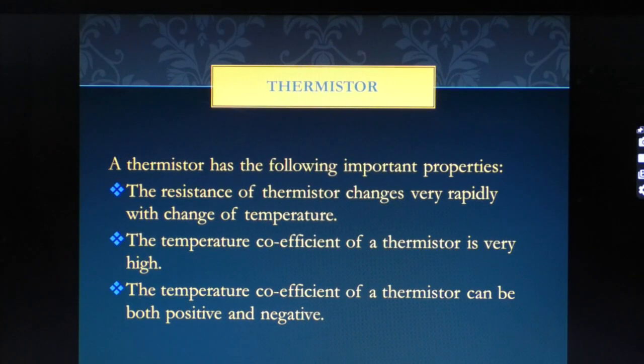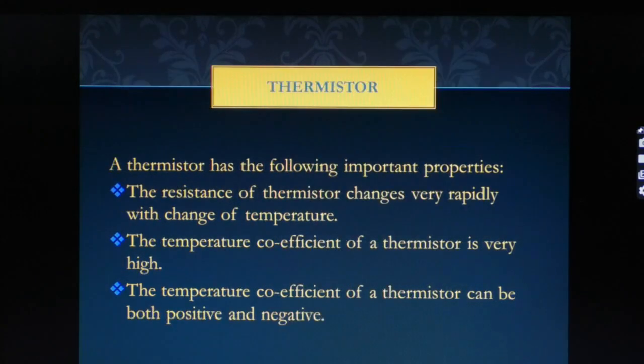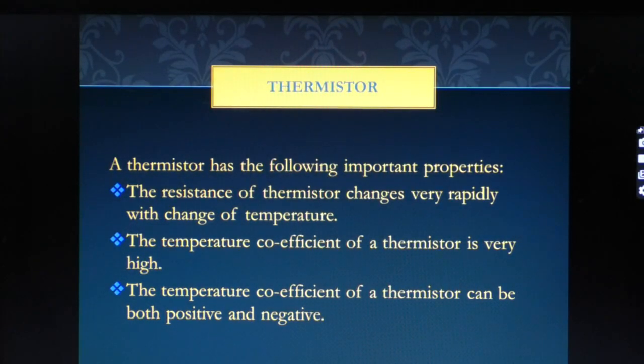A thermistor has the following important properties. The resistance of a thermistor changes very rapidly with change of temperature. The temperature coefficient of a thermistor is very high. The temperature coefficient of a thermistor can be both positive and negative. Positive and negative means PTC and NTC. PTC means positive temperature coefficient, those thermistors whose resistance increases with rise in temperature, and NTC, negative temperature coefficient, deals with those thermistors whose resistance decreases with rise in temperature.